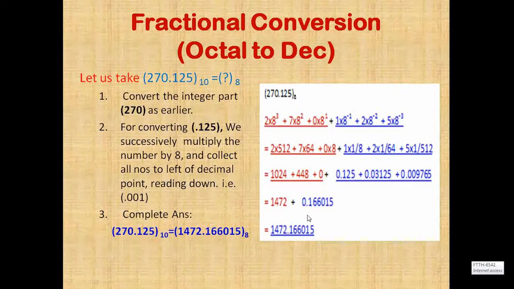0.166015, and finally we get 1472.166015 at base 8. So this is how we can convert numbers from decimal to octal, and then from octal to decimal, both in the case of integer as well as fractional.